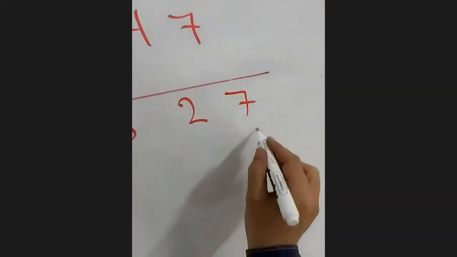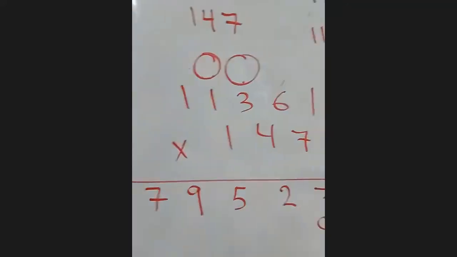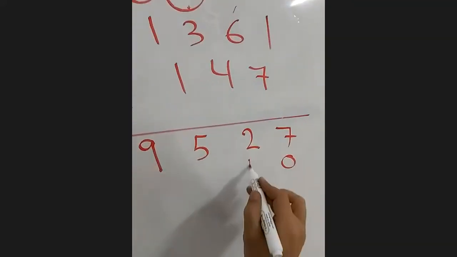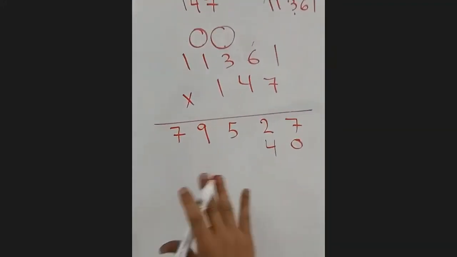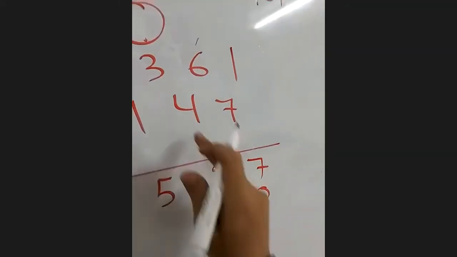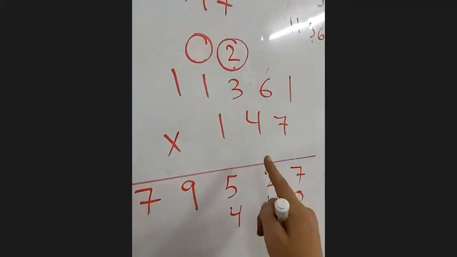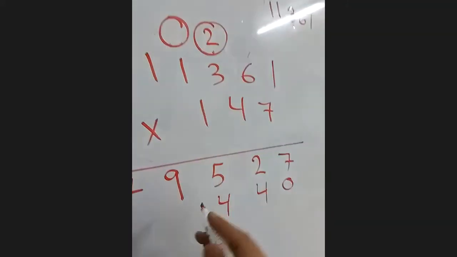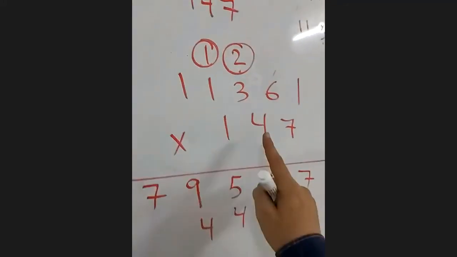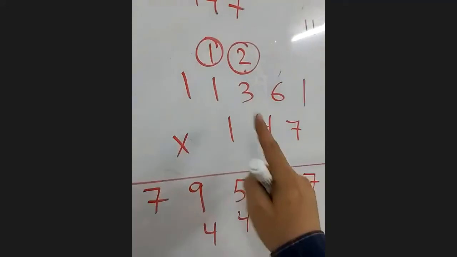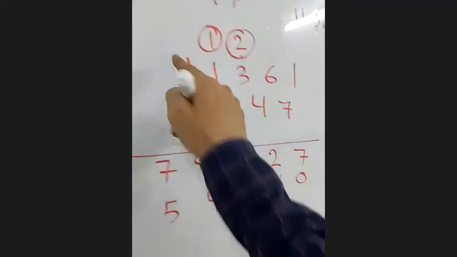Now the second line, as we know, we start with 0. And we will move to the 4 and we will multiply the same. 4 by 1, 4. Now down here, guys, you need to align very well. 4 by 1, 4. 4 by 6, 24. 4 down, 2 up. 4 by 3, 12. With 2, 14. 4 down, 1 up. 4 by 1, 4. With 1, 5. 4 by 1, 4.